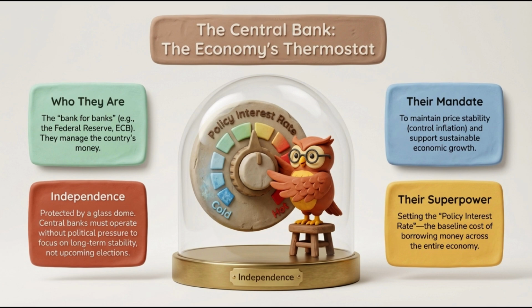Acting as the economy's thermostat is the central bank, such as the Federal Reserve. Their mandate is to maintain price stability, control inflation, and support sustainable growth. A key feature of central banks is independence. They are often metaphorically protected by a glass dome, so they can operate without political pressure from upcoming elections. Their superpower is setting the policy interest rate, which is the baseline cost for borrowing money across the entire economy.